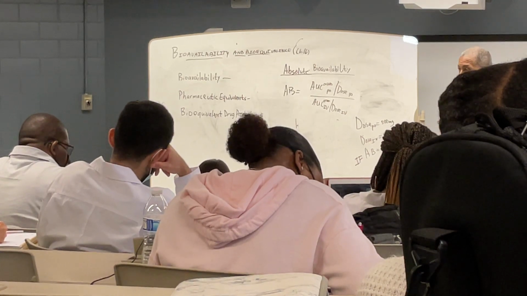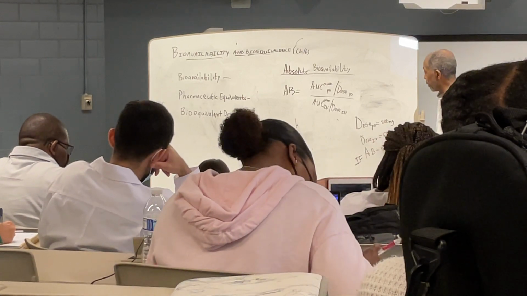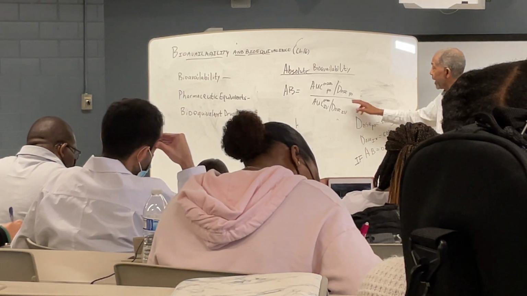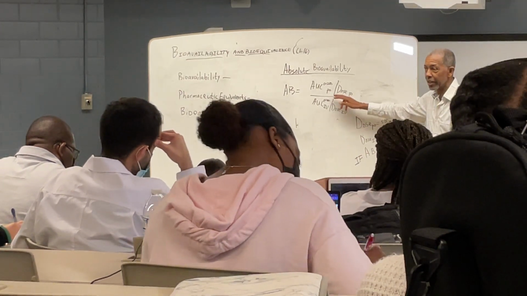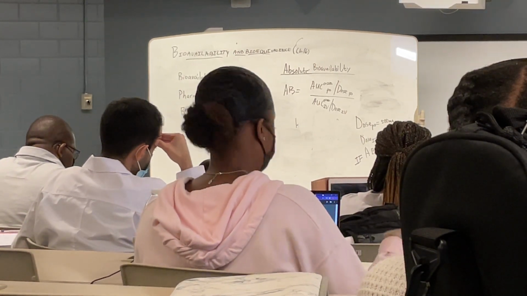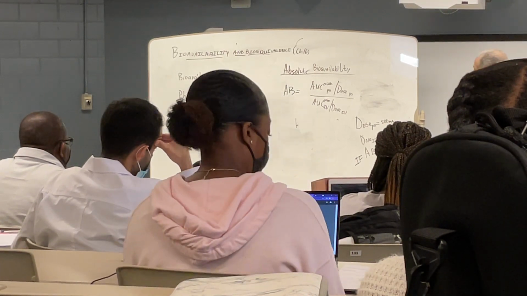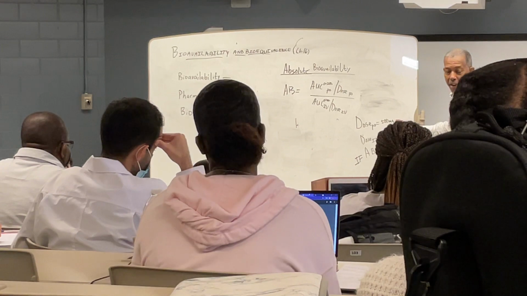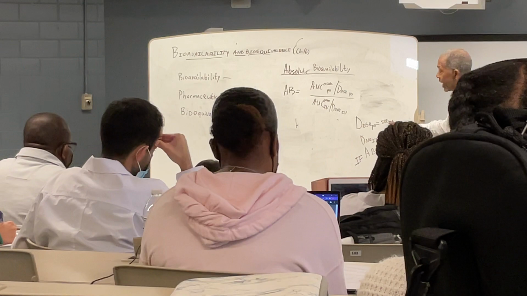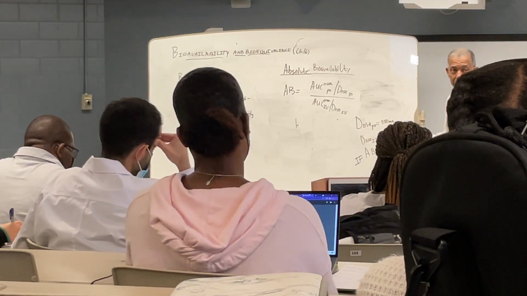Does that make sense? Absolute bioavailability is called absolute for a reason, because the absolute bioavailability is 50%. That means that only 50% of the PO dose in this equation reaches the bloodstream. That's it. If that absolute bioavailability was 80%, that means only 400 milligrams of that 500 milligram dose actually ended up reaching the bloodstream. 0.8 times 500 is 400. Questions?